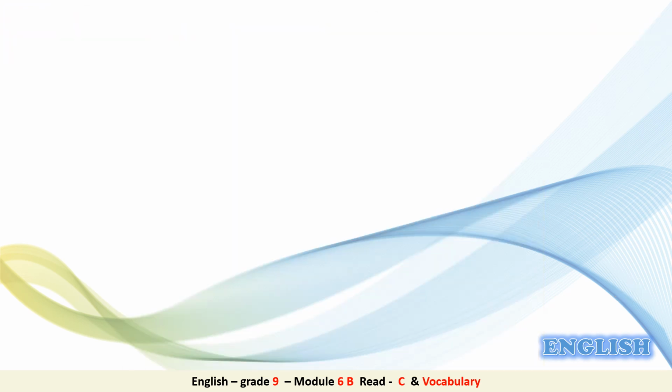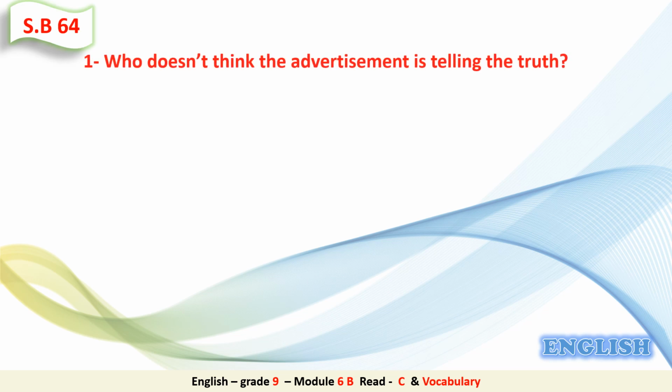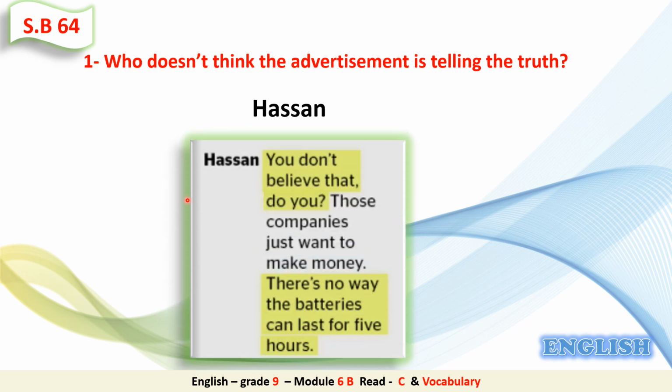Now let's answer the questions together. The first question, who doesn't think the advertisement is telling the truth? Very good. It's Hassan. Hassan doesn't think the advertisement is telling the truth. Now, how do you know that? Which sentences tell us that? Very good. When he says, you don't believe that, do you? And he also says that there is no way the batteries can last for 5 hours. Well done, students.